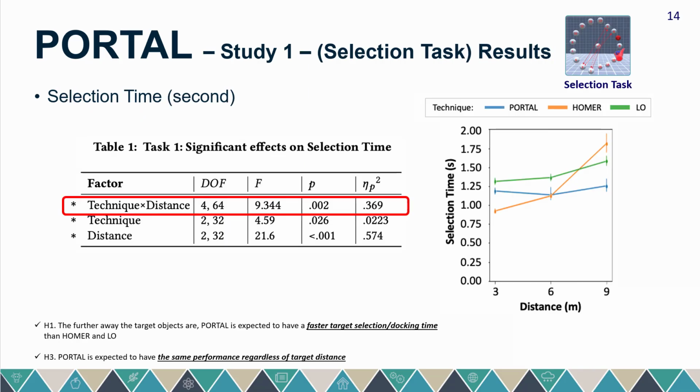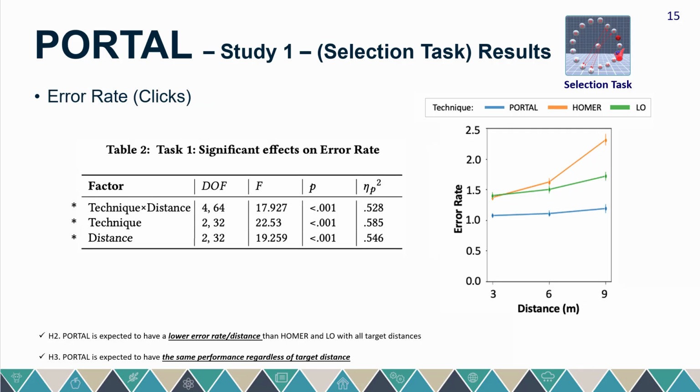We found a significant interaction effect on selection time between technique and target distance. At target distance 3 meters, Homer has a faster selection time than Porter. However, its performance is getting worse with increasing target distance. At 9 meters, Porter is significantly faster than Homer and linear offset technique. These results support our first hypothesis. Porter has no simple effect on target distance, supporting our third hypothesis.